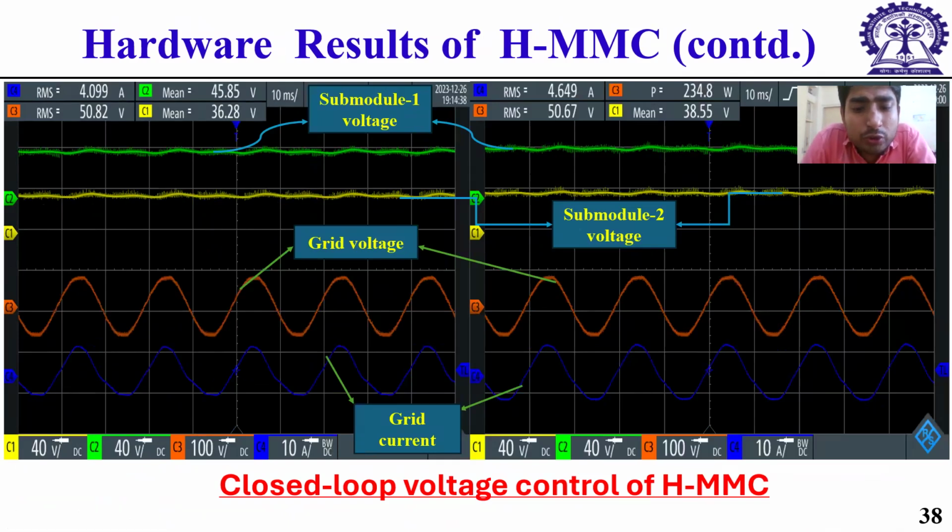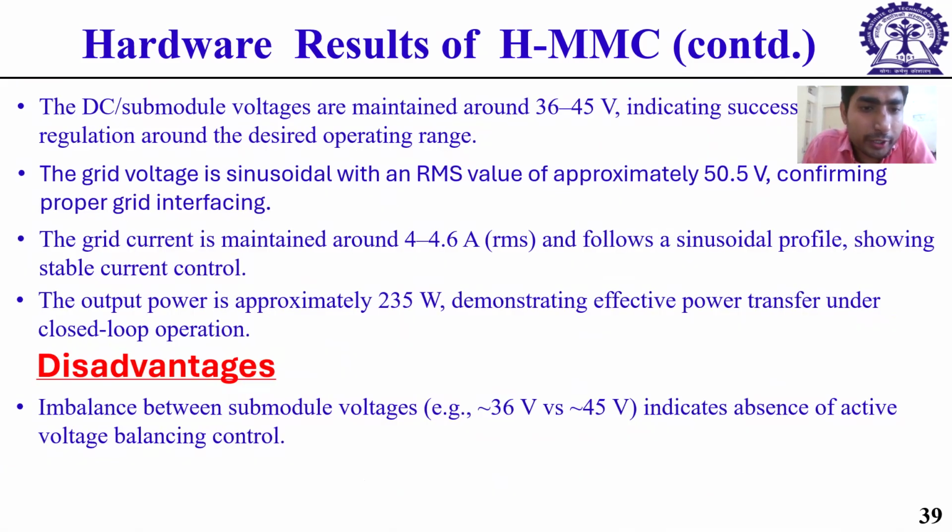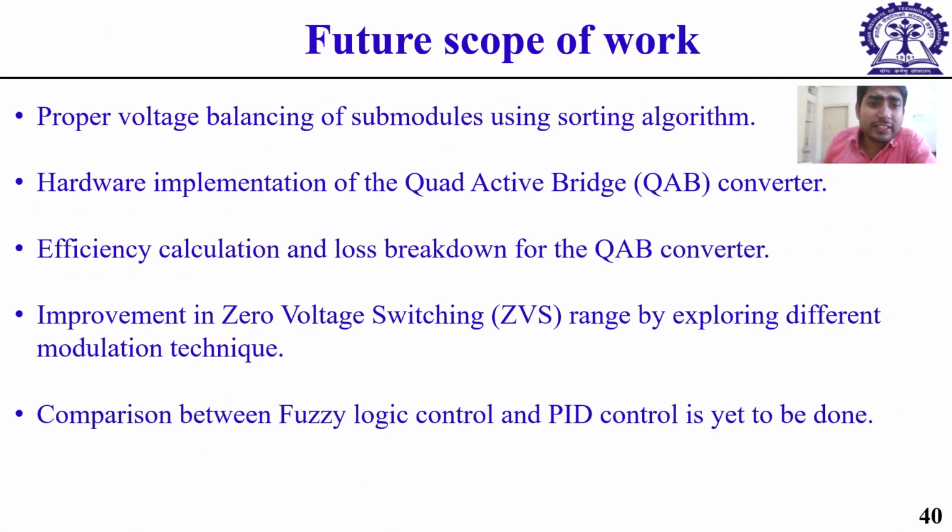I also tried to do the closed loop voltage control of HMMC. Due to lack of a sorting algorithm, my sub module voltages are not coming properly, but this is my future scope of the work. So this is my future scope of the work: hardware implementation, efficiency calculation, improvement in ZVS, and comparison of the fuzzy logic. I have used the fuzzy logic control for my quad active bridge converter, and I need to compare the fuzzy logic control with PID control and model predictive control also.